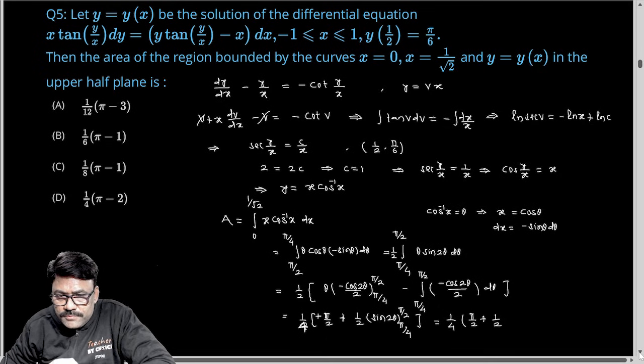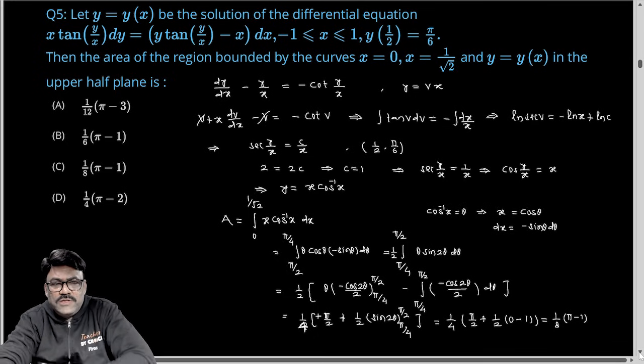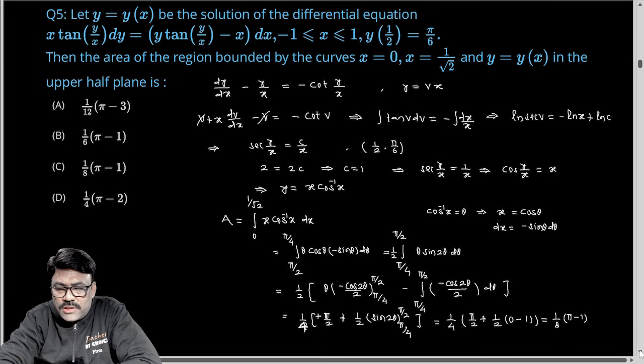Put the upper limit, so sine pi will be 0. Put the lower limit, sine pi by 2 will be 1. So now you are getting 1 by 8 pi minus 1. So 1 by 8 pi minus 1 means C should be the correct answer here.